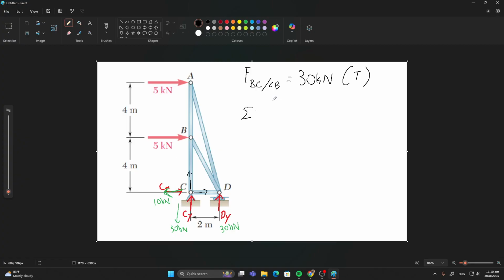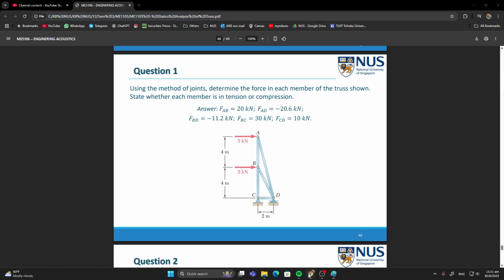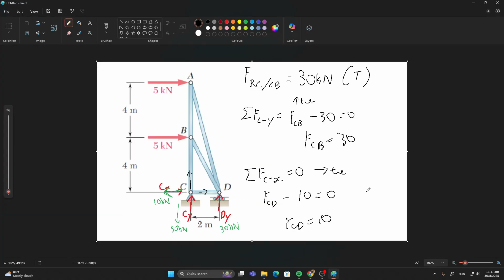And then if I were to just look at the resultant force of C alone for the y direction, assuming that going up is positive, I have my force CB minus 30, because my 30 is going down. So basically my force CB is 30, okay? Bam! Then now let's look at my force CY equals 0. Sorry, not equal to 0. Force CX. Yes, equal to 0. Equilibrium. So now I'm assuming right side is positive. So force CD minus 10 equals 0. CD equals 10. So if you look back at your answer sheet, see, BC is 30, CD is 10. There you go. So now you have found two forces. That's crazy.